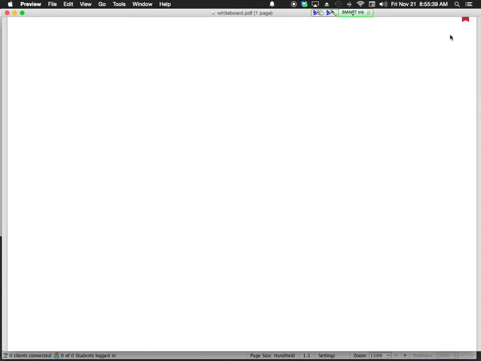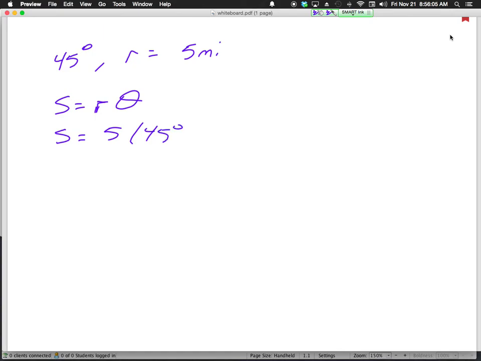All right, next one. 31. We've got 45 degrees, and we have a radius of 5 miles. So I have 45 degrees, and I have a radius of 5 miles, and I want the arc length. So S equals R theta again. S is what I'm looking for. My radius is 5. My angle is 45.